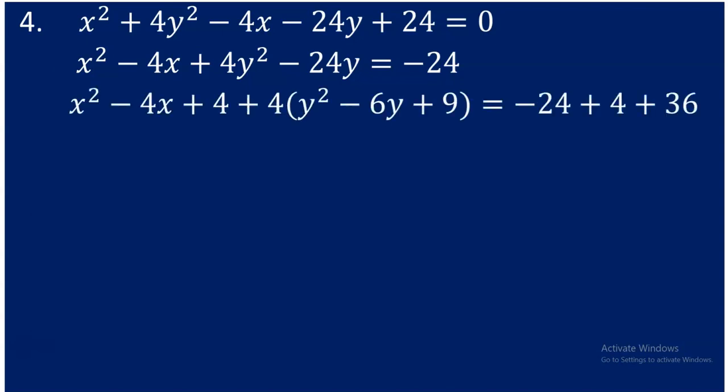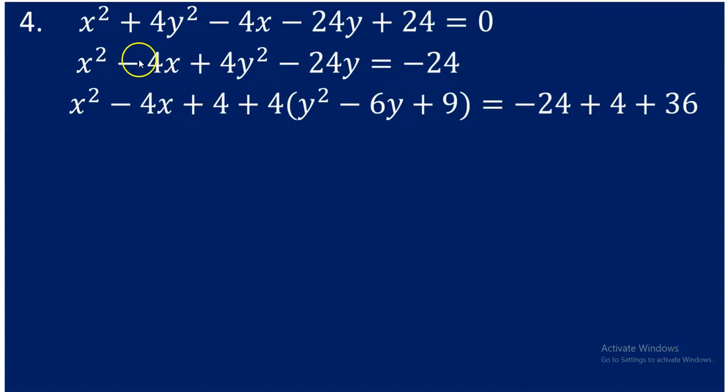And then x squared minus 4x plus 4, and 4 times y squared minus 6y plus 9, equals negative 24 plus 4 plus 36. I have written this in such a way that I can have a standard equation of the conic section. You see, I can have such an approach.